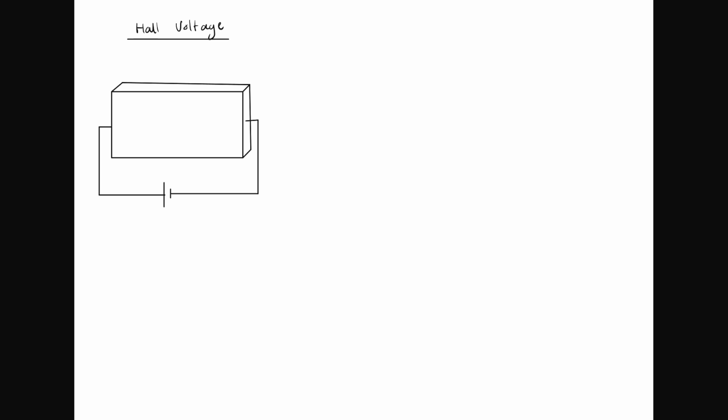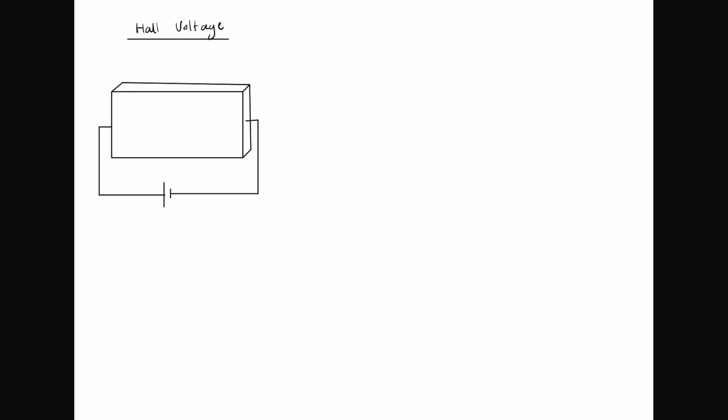All right, welcome back to part 4 of the midterm review. In the last section, we talked about the photoelectric effect, and now we're going to move on to Hall voltage. This concept seems to confuse a lot of students, I guess, because there's multiple parts to it. So we'll break it down one by one and we'll go from there.